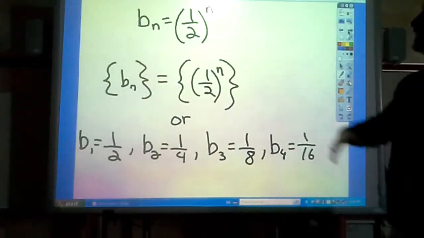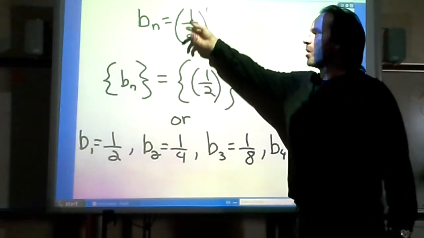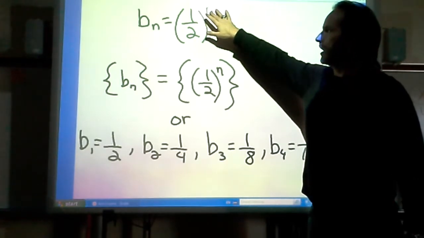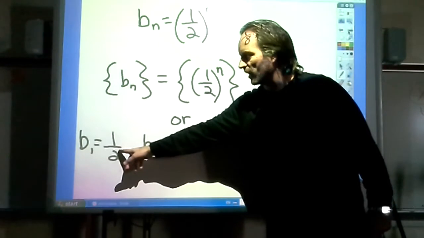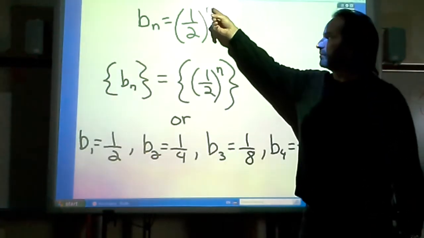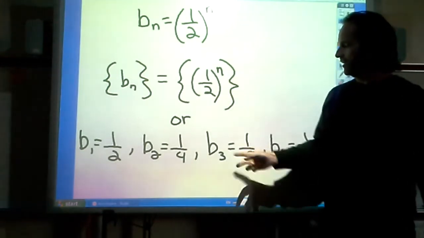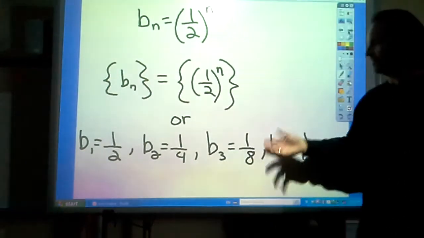Another way, like this sequence b sub n, which is 1/2 to the n power, which if I plug in 1, is 1/2. If that was 2, my second term, b sub 2, is 1/4, and 3 to the third power, 1/8.